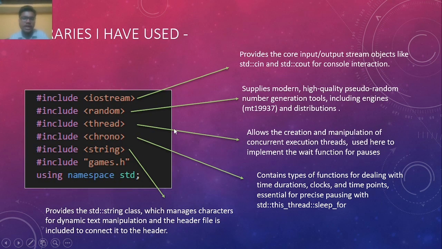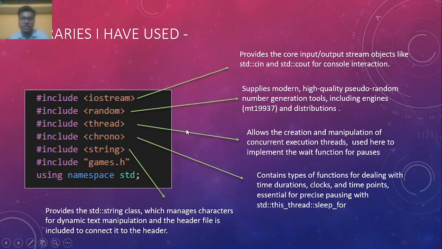Then let us look at the libraries that I have used. I have used the iostream library, which is the basic library that contains cin, cout, all the math stuff, operators, integers, etc. Then there's the random library. This supplies us with the pseudo-random number generator, the Mersenne Twister, and the distributors, the seed extraction tools, etc.